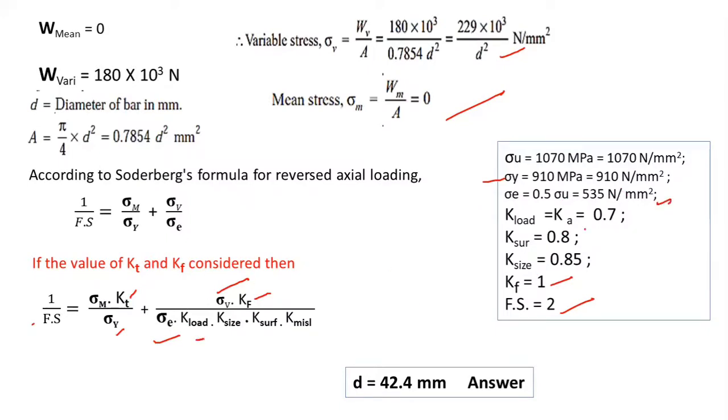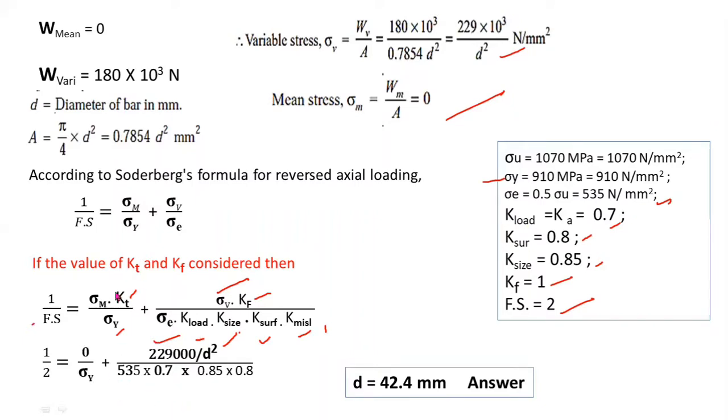Load factor equal to 0.7. Size factor equal to 0.85 and surface finish factor equal to 0.8. Miscellaneous factor equal to 1. Miscellaneous factor is not given, so you have to consider 1. So substitute all these values in this equation. Finally, you get our required value.